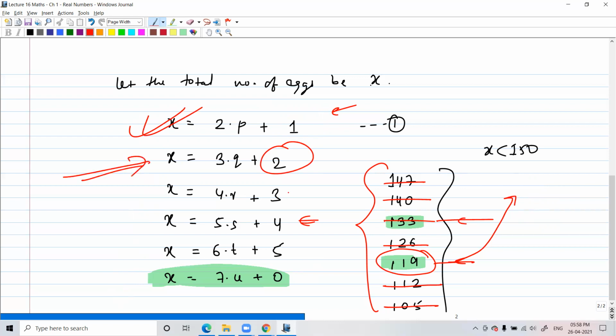Yes, sir. Okay, so 119, when we divide it by 3, 2 is the remainder. So this condition is also satisfied. Excellent. So far 119 is doing very well. Let's check the next condition. Divide it by 4 and see whether the remainder is 3 or not.